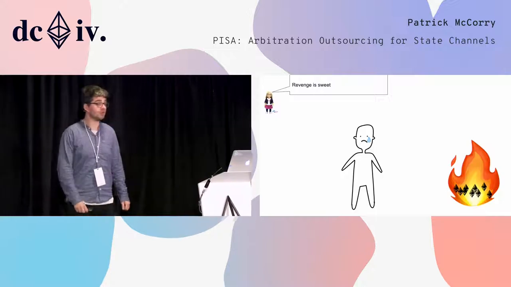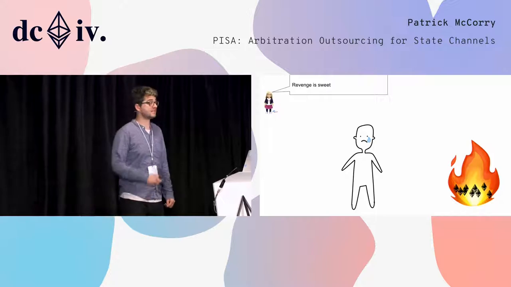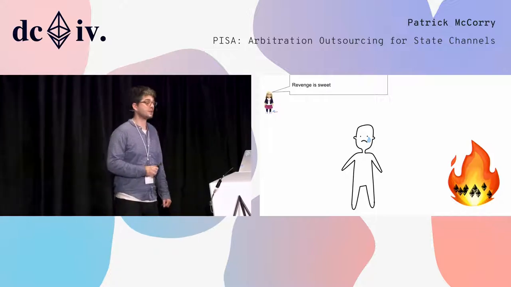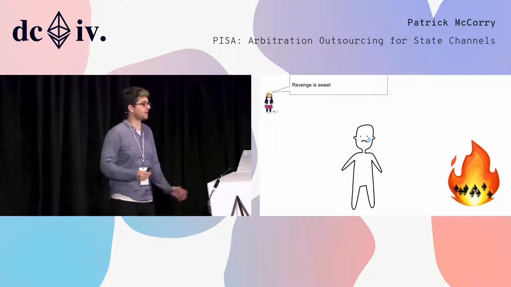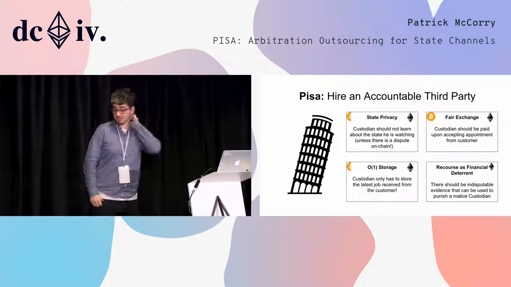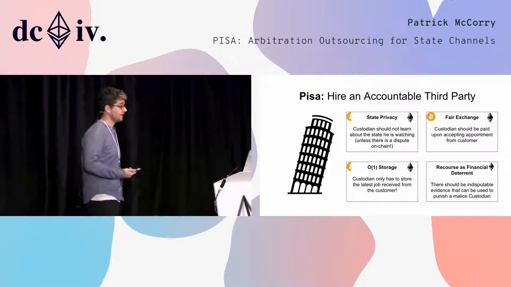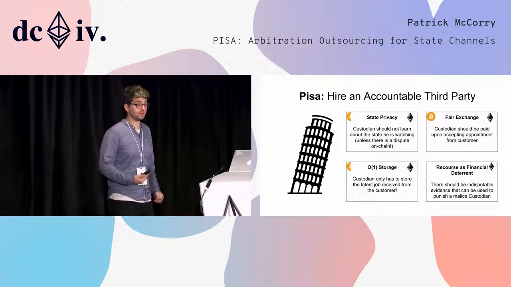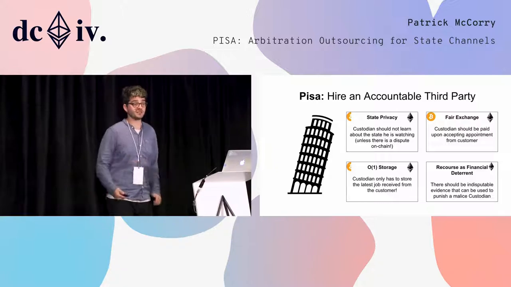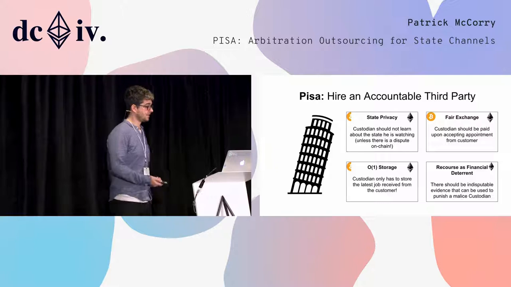Now, there is an alternative scheme where Alice could be compensated as well. So instead of simply burning the deposit, you could compensate Alice. But that comes with some caveats as well, so I can answer that during the FAQ if anyone's interested. But that's basically the summary of PISA in a nutshell. It has state privacy. There's this fair exchange protocol. There's order one storage. And we have recourse as a financial deterrent. And that's sort of what you'd want out of this third-party service.